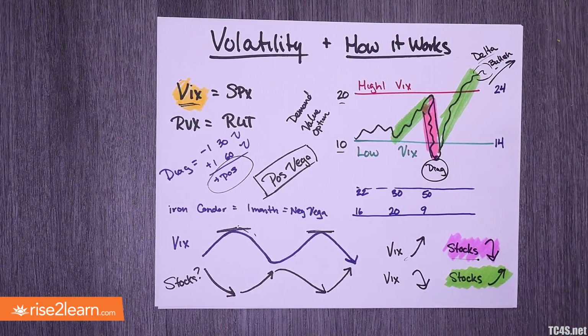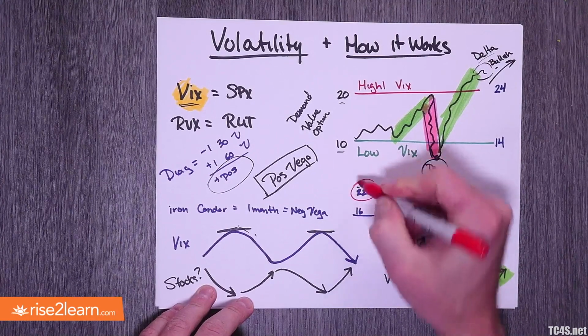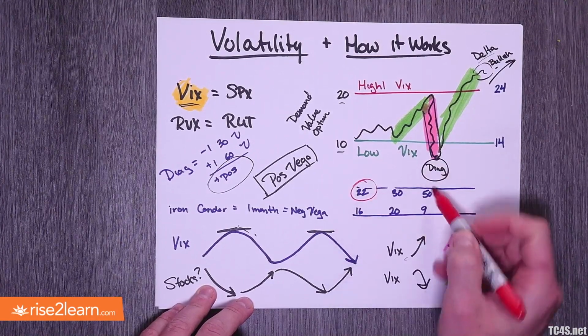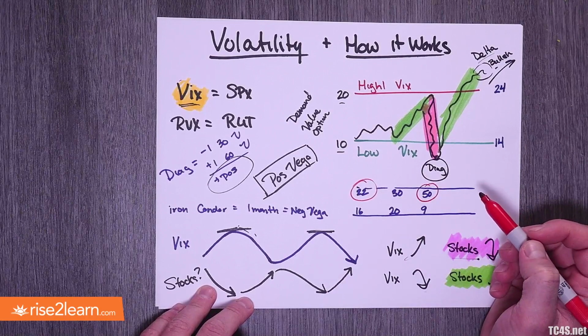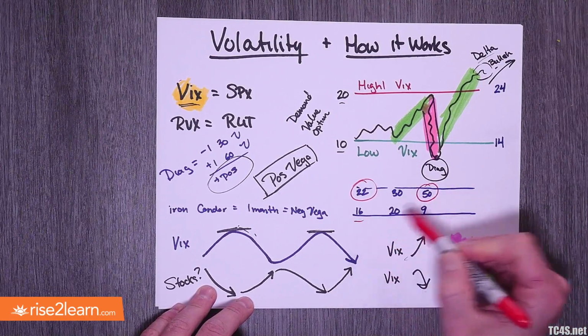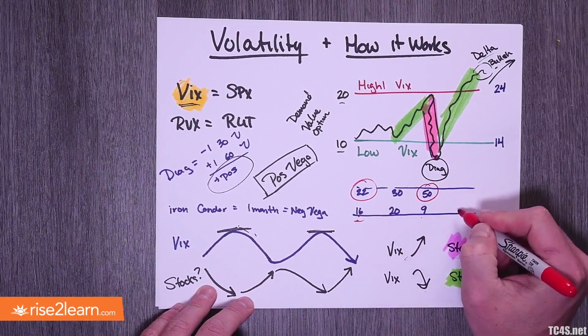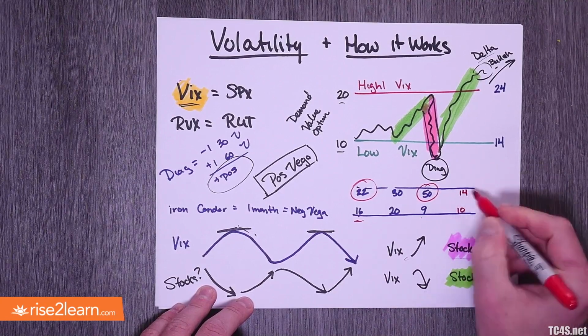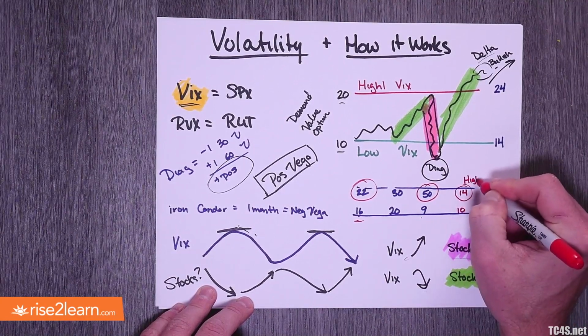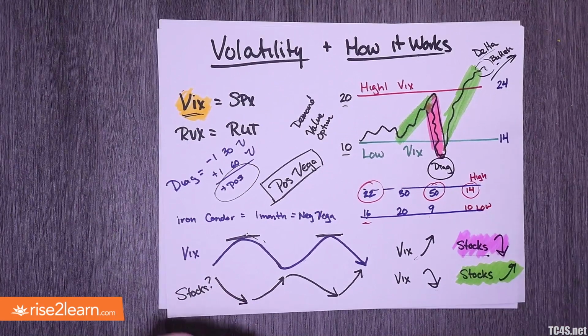In either case, VIX high or low is relative. Sometimes a high VIX is 22. Other times, a high VIX might be 50. So different market conditions have a different high VIX. Same thing with the low. Sometimes you might see a low of 16, a low of 20, and a low of 9. So sometimes you have your range of 10 to 14, and sometimes 14 is high and 10 is kind of low.